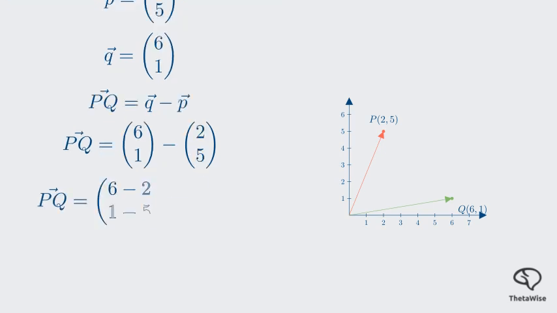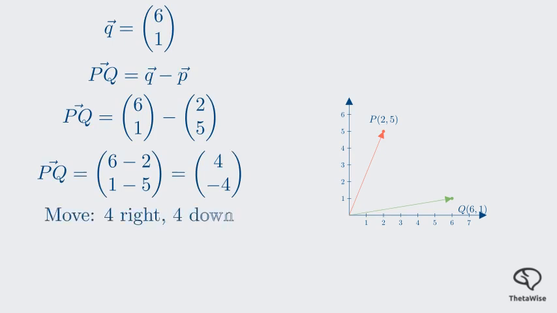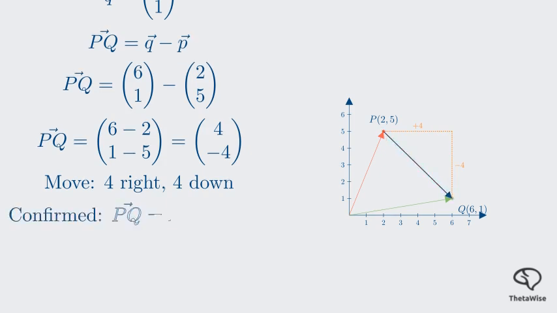We have the vector 6, 1 minus the vector 2, 5. To subtract vectors, we simply subtract the corresponding components. For the top row, 6 minus 2 gives us 4. For the bottom row, 1 minus 5 gives us negative 4. This result tells us that to get from P to Q, we must move 4 units to the right and 4 units down. Take a moment to look at the graph. Does moving right 4 and down 4 from point P actually land you on point Q? Yes, it does! This confirms that our vector subtraction correctly identifies the path between any 2 points.